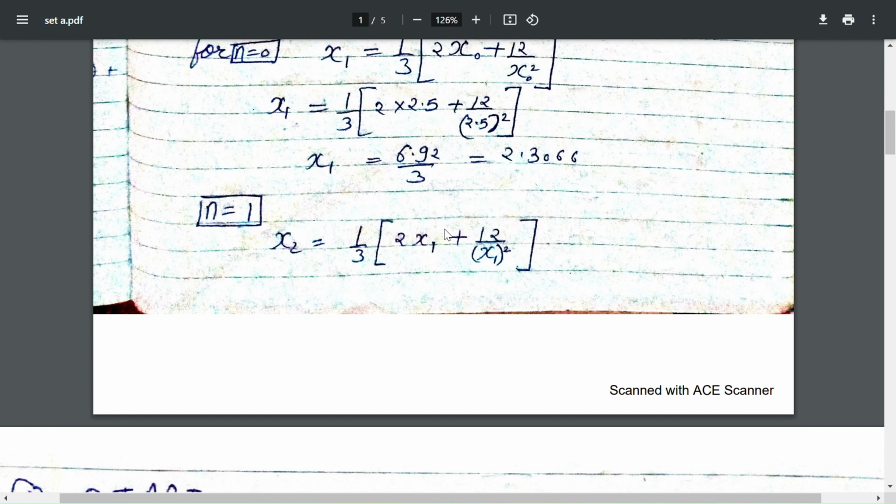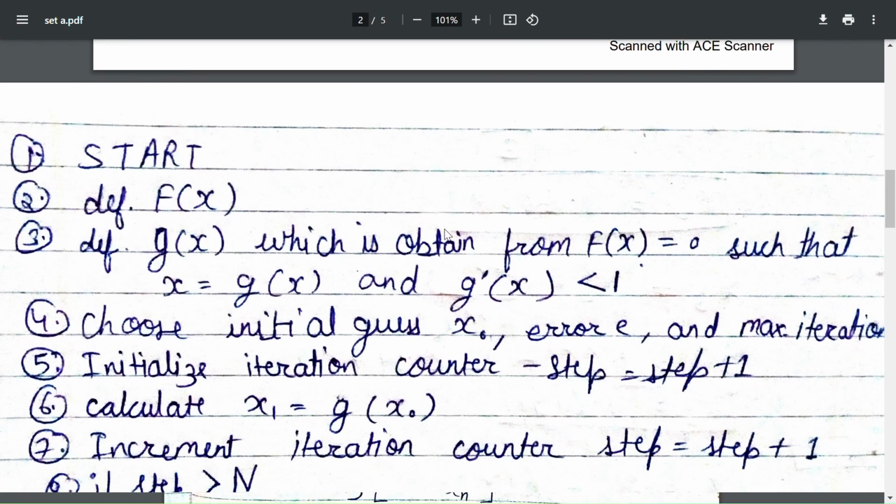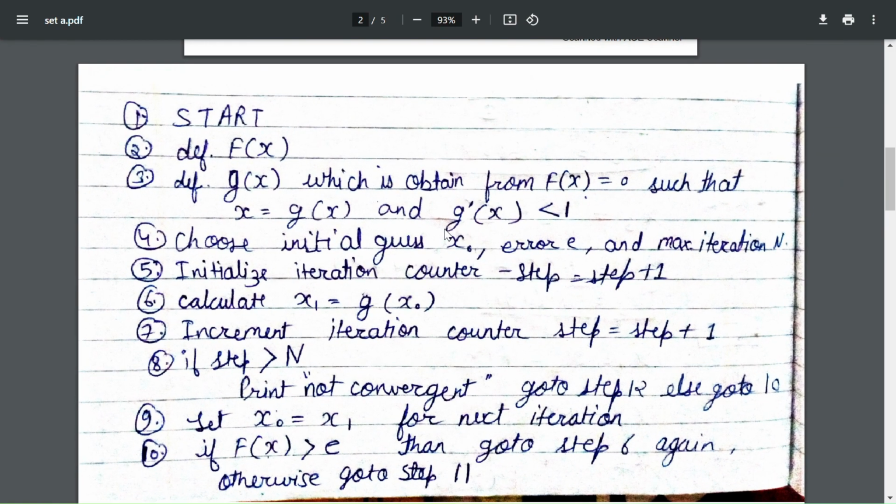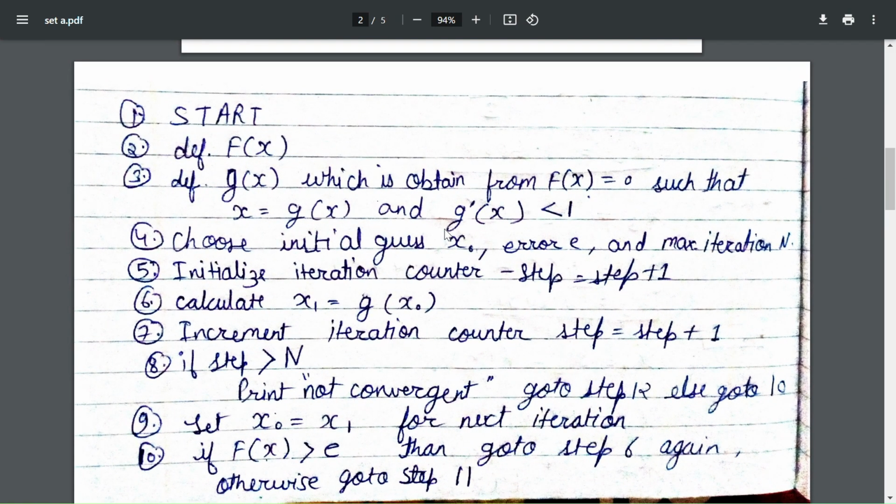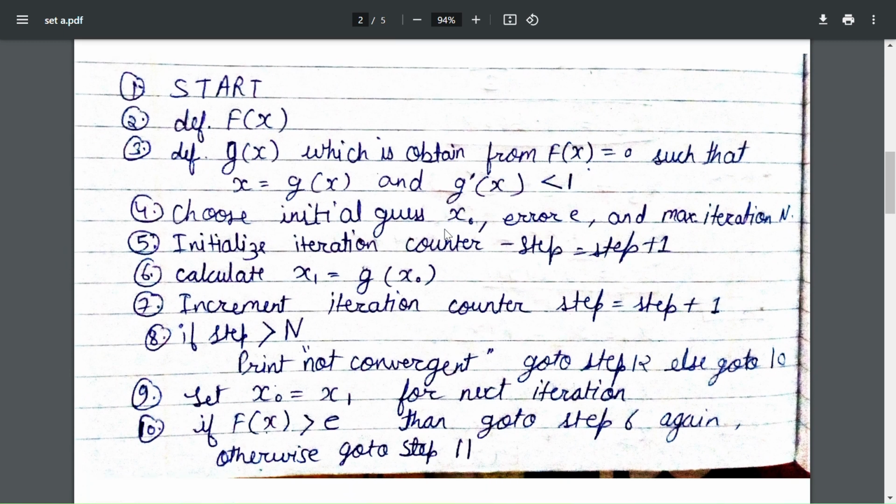Now, our next question is write an algorithm or flowchart for finding square root of 12 using fixed point iteration method. So this is the solution. We have algorithm for finding cube root of 12 using iterative method. So first step is start.